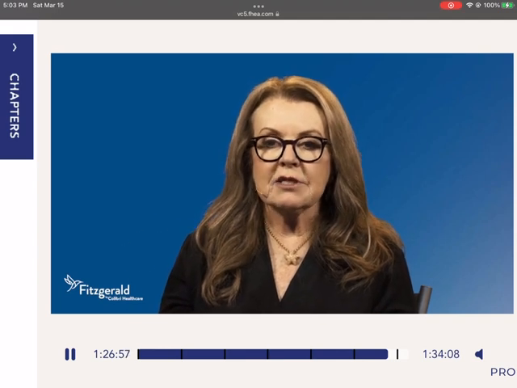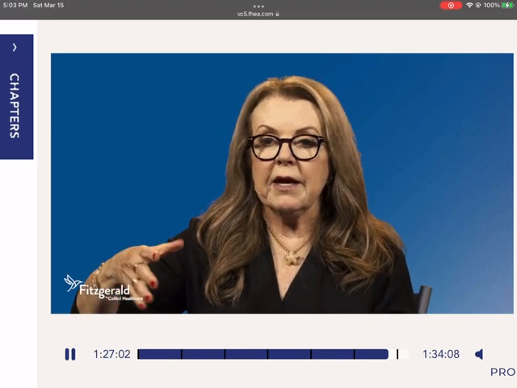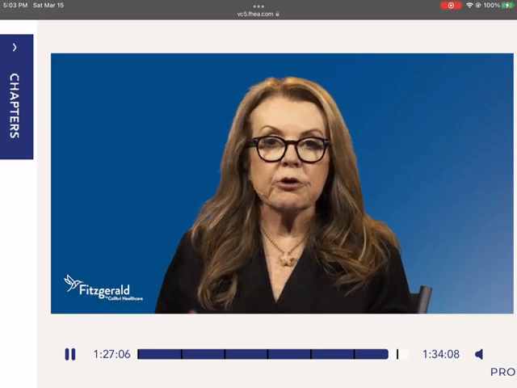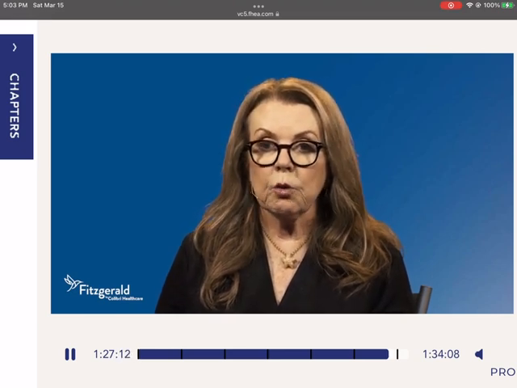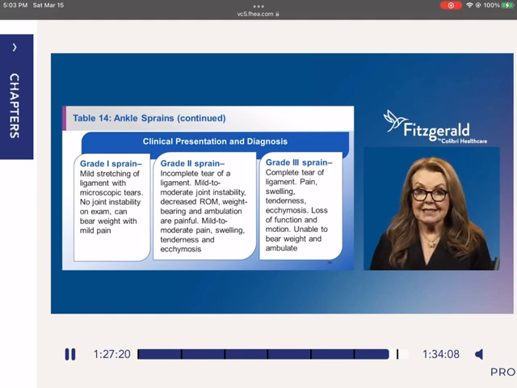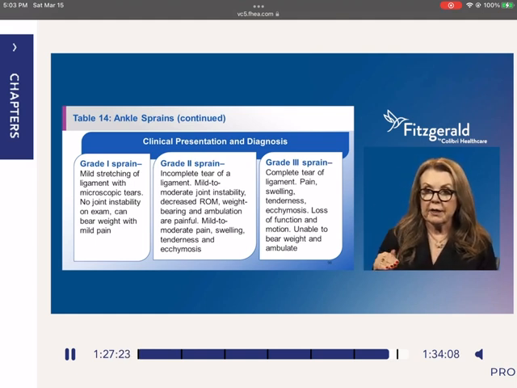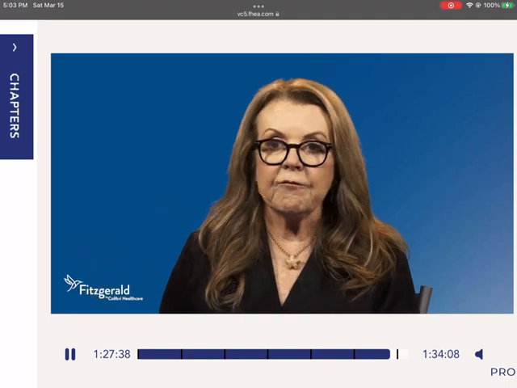Grade 2, sometimes folks come in, the ankle is starting to turn purple, there's swelling, and then you go to range the ankle and you can feel that the joint is relatively unstable and the person is really unable to bear weight. Grade 3 sprain. Now, grade 3 sprains are quite uncommon. So I don't want you to forget that these exist, but focus your study on grade 1, grade 2. Complete tear of the ligament, pain, swelling, tenderness, ecchymosis, loss of function and movement, and the person is unable to bear weight and ambulate. The ankle is kind of flopping back and forth.